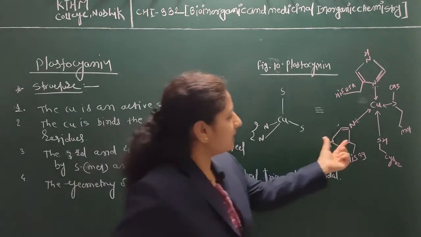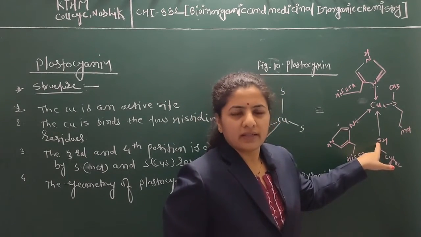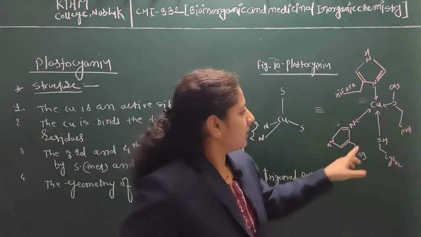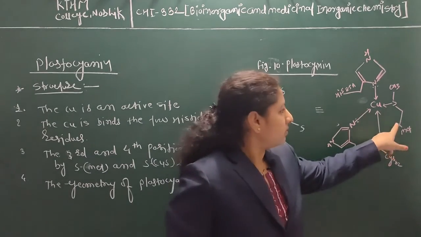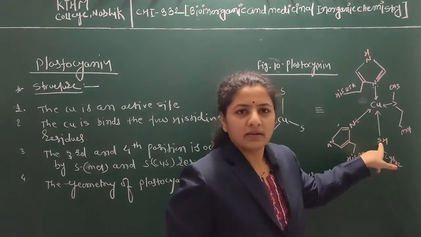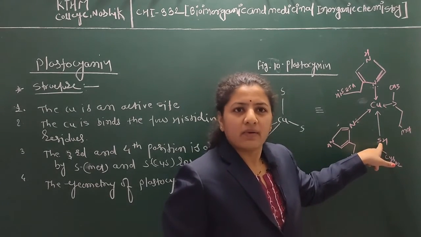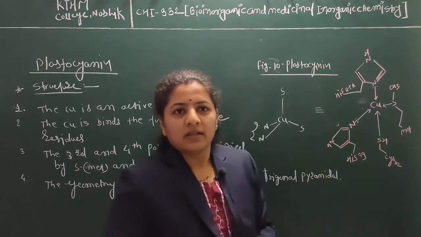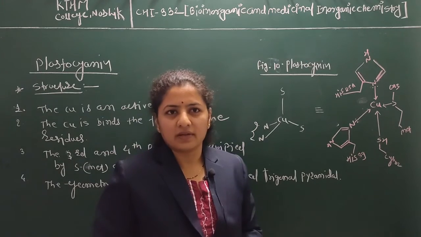Now if you observe the 2 sulfurs, one from methionine and the second from the cysteine residue, one sulfur contact is shorter than the other. Due to this elongated sulfur contact, the oxidizing power of the copper increases, and the intense blue color of plastocyanin is due to charge transfer transitions.